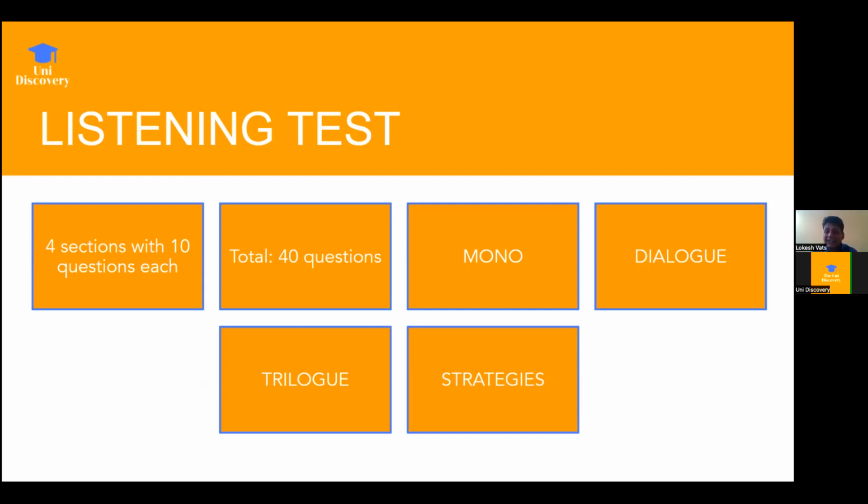However, there are strategies which you can practice. In this listening test, you have a monologue, then dialogue, a trilogue, and a discussion. What I mean by monologue is there are two people speaking. However, there is only one person in section one who is going to ask questions. So in a way, I'm saying it is a monologue. There is only another person who is answering, sharing all the details.